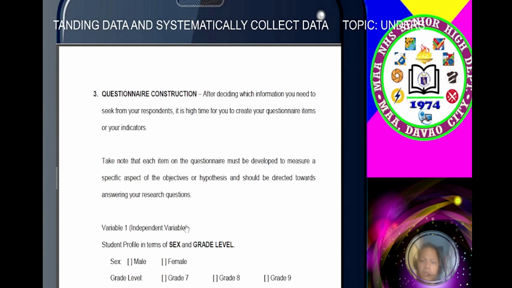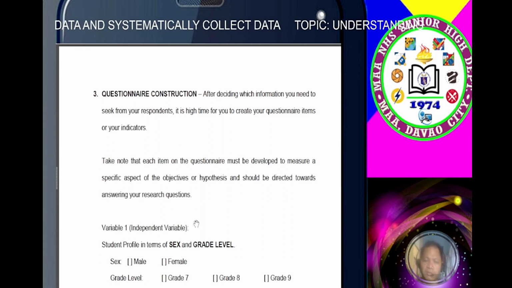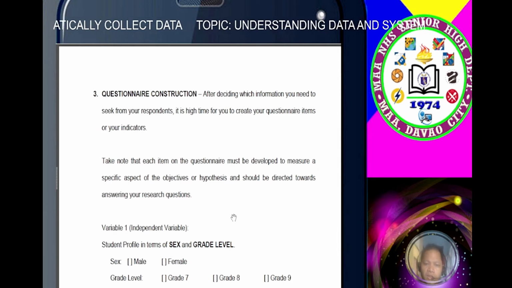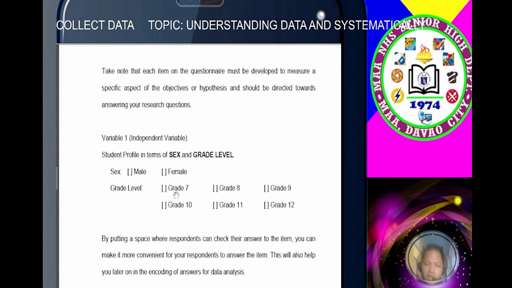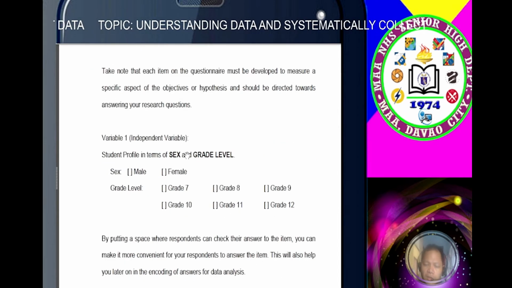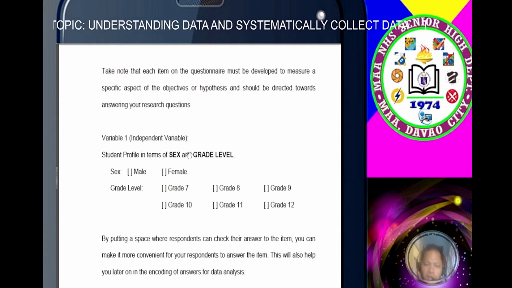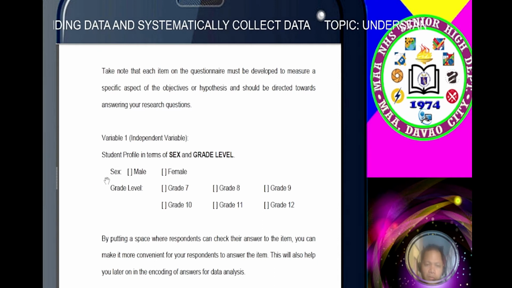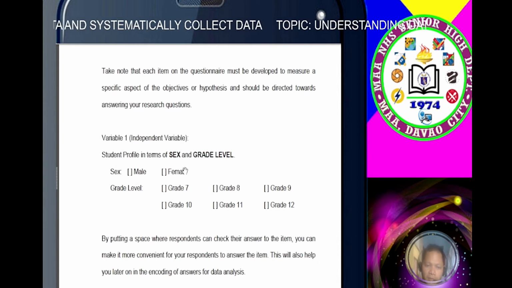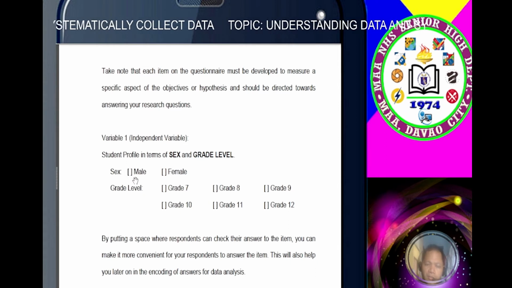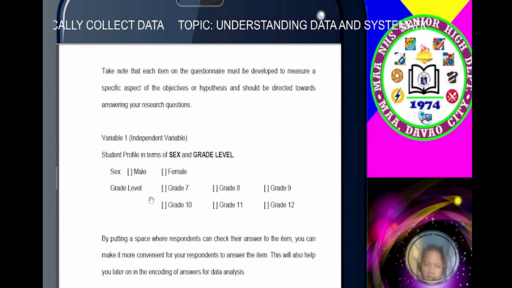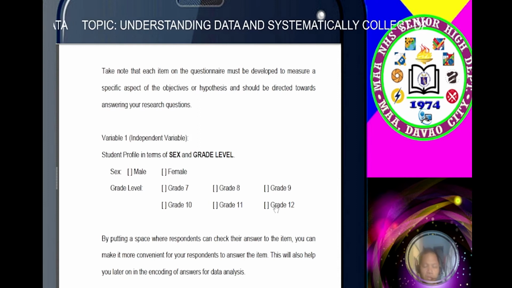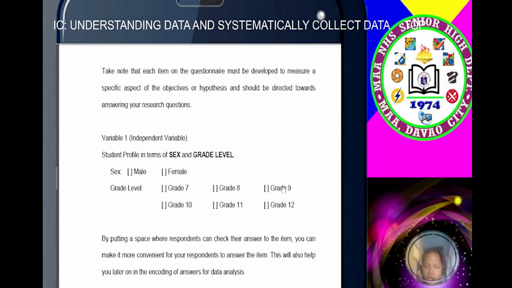So take note that each item in the questionnaire must be developed to measure a specific aspect of the objectives or hypothesis and should be directed towards answering your research questions. For example, this is the independent variable in our example earlier. Since you want to gather data on sex and grade level, sex has male and female, so they will just check this part here. Then grade level, you write 7, 8, 9, 10. I hope it's clear to you how to construct a questionnaire based on your research question.